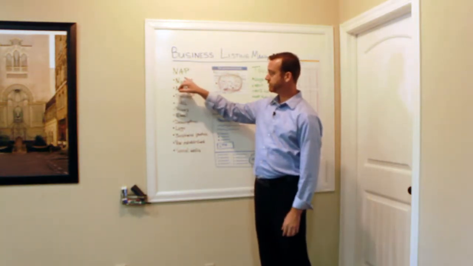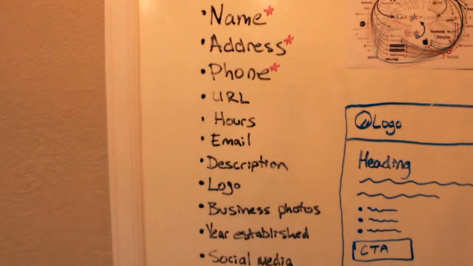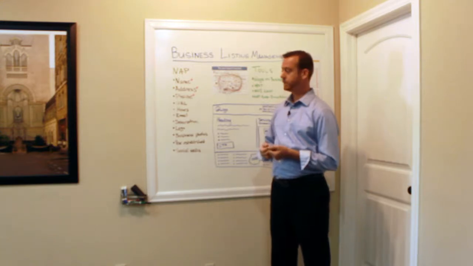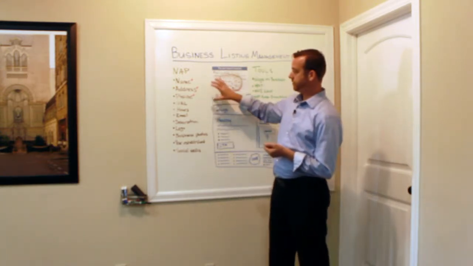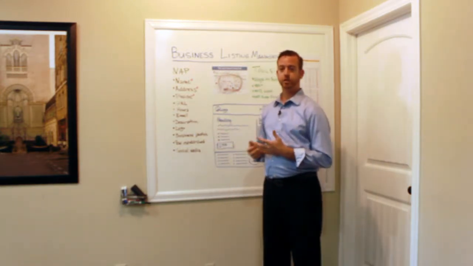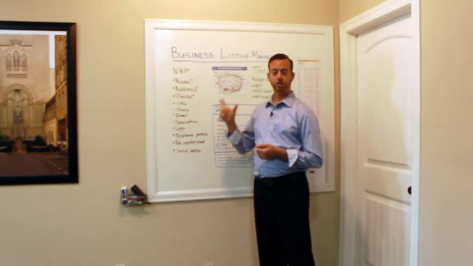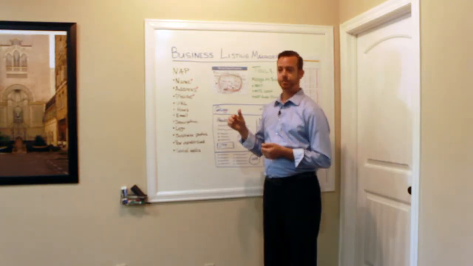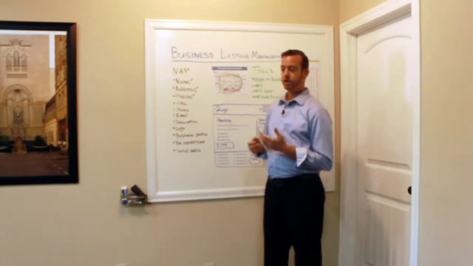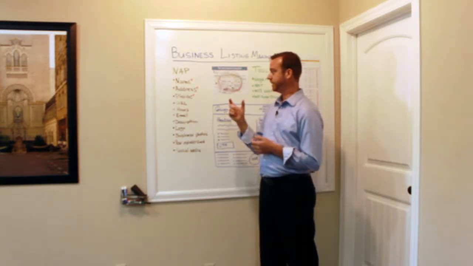Oftentimes we'll abbreviate this and call it NAP, and NAP stands for name, address, phone, and those are the crucial details that every business should have accurately listed across all the directories. And so when you have your name, address, phone number listed on your website or your Facebook page or Google or any of these directories, it's really important that your name is formatted exactly the same way across all the directories. So if you have your company name and you're incorporated and you spell it out and you have comma, inc, period, you want to make sure that that same format is distributed across all the directories exactly like that.